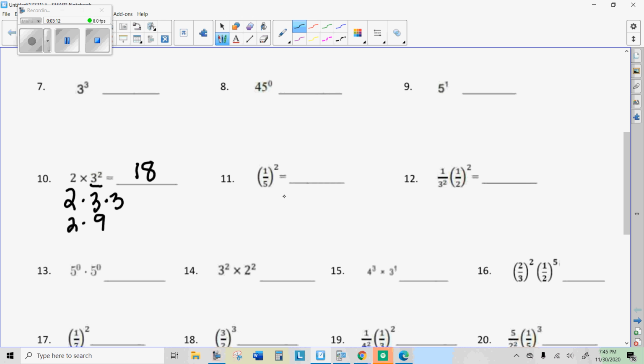Okay? Expanding this, you're going to do 1/5 times 1/5. And so you're going to do 1 times 1 on top, 5 times 5 on bottom. And 1 times 1 is 1, 5 times 5 is 25.